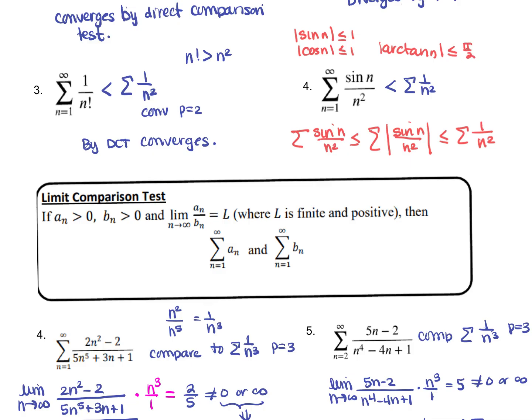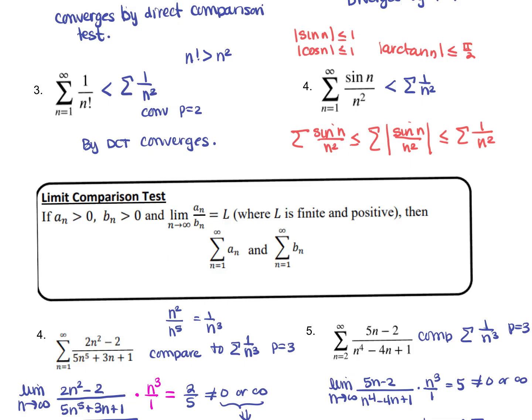Now the direct comparison test is kind of like my least favorite. It works really well a lot of times, but other times it's just hard to pick something that you can show that it's the correct inequality. So the next one is called the limit comparison test.